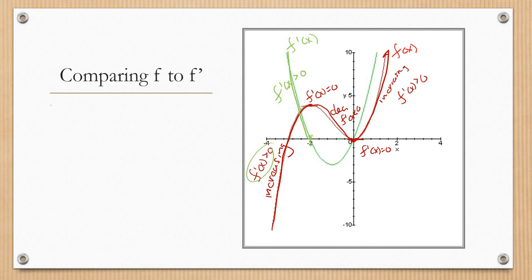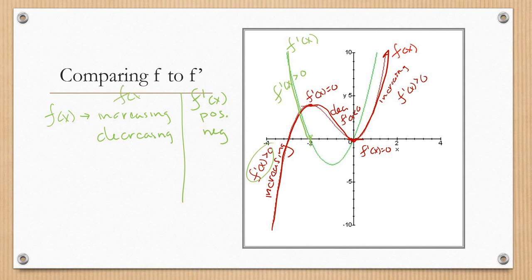Now listen to me carefully. When we look at f of x, we are worried about increasing and decreasing. For f prime of x, we want to know whether it's positive or negative. So f of x, maybe I should have done it this way, that would have been better. When f of x is increasing, f prime is positive. That doesn't mean that f prime has to be going up. It just has to be above the x-axis.